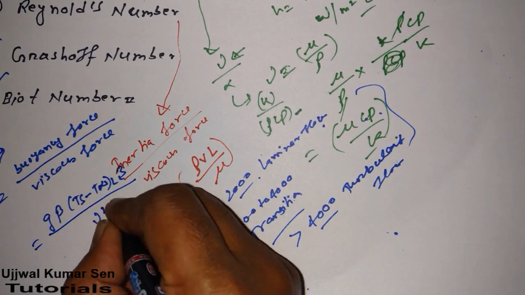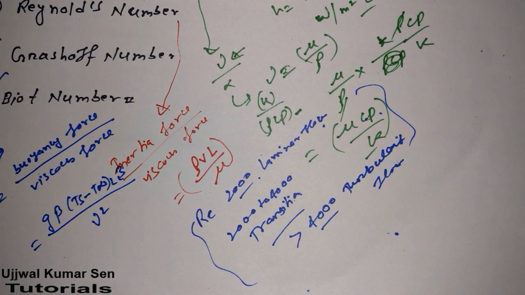Lc cubed by nu squared. Now you can see nu is kinematic viscosity, Lc is characteristic length, Ts is surface temperature, T infinity is temperature far from the surface, and g is acceleration due to gravity, and beta is the coefficient of volume expansion. This is all about Grashof number.